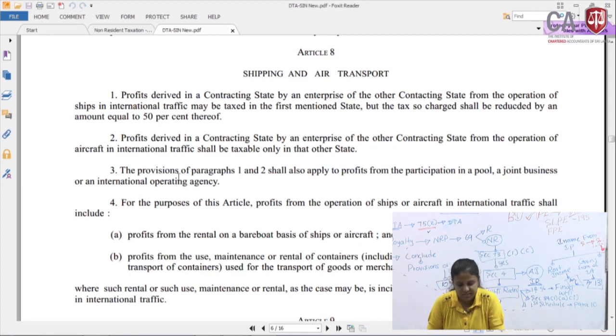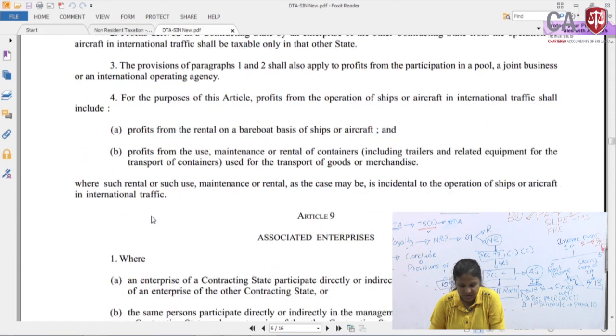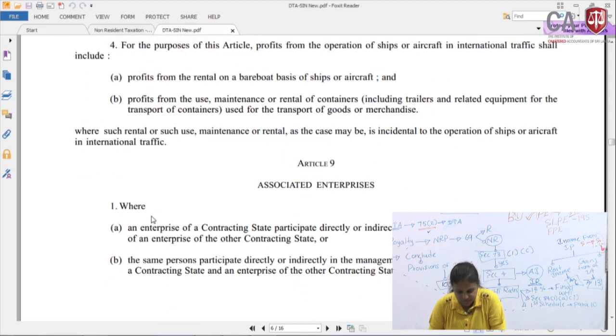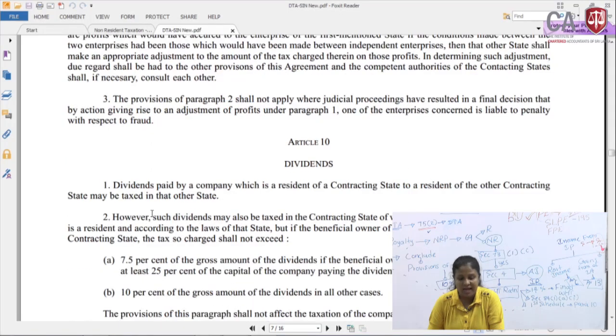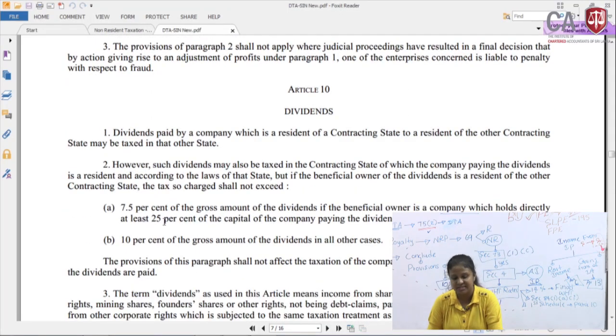Please go through this one. Then there is a reduction of the income tax liability. Tax charge. Associated enterprise, I am not going to discuss. Please go through this. And I am coming directly to Article 10, dividends, one of the important articles.